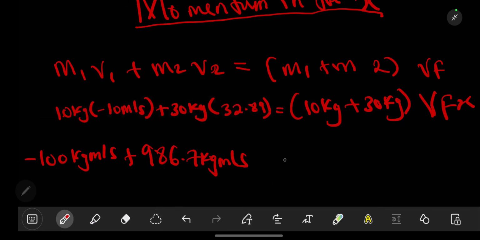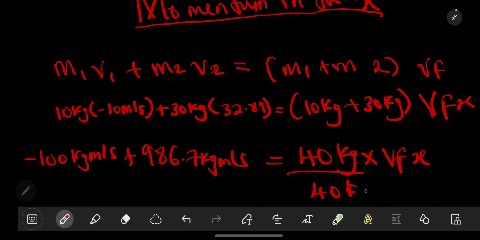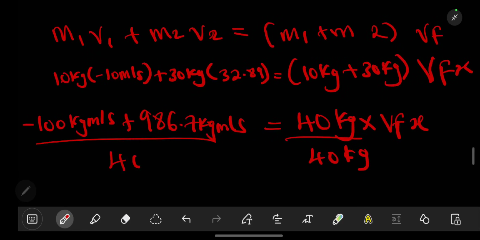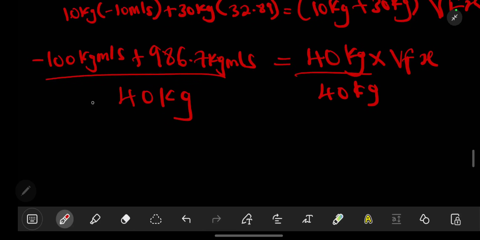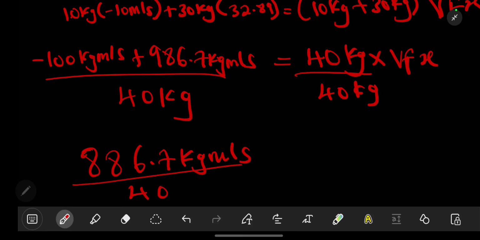So this should be equal to 10 plus 30, which is 40 kg, times our V final x. We divide by the 40 kg. This gives us, when we subtract, let us first subtract 100 minus negative 100 plus 886. It will be positive 886.7 kg meters per second over 40 kg, which should be equal to Vfx.